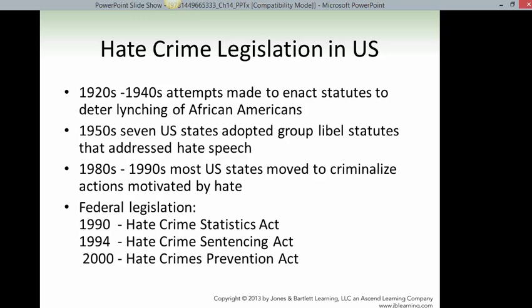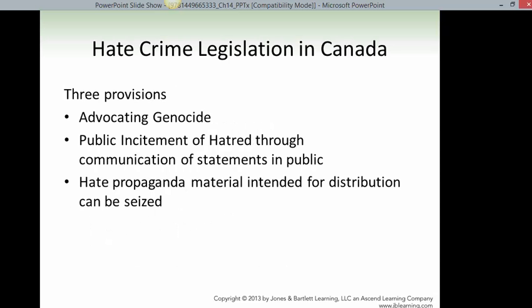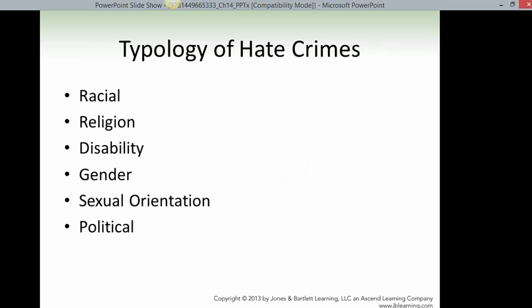Federal legislation: in 1990, the Hate Crime Statistics Act; in 1994, the Hate Crime Sentencing Act; and in 2000, the Hate Crimes Prevention Act. Hate crimes legislation in Canada has 3 provisions: advocating genocide, public incitement of hatred through communication of statements in public, and hate propaganda material intended for distribution can be seized.